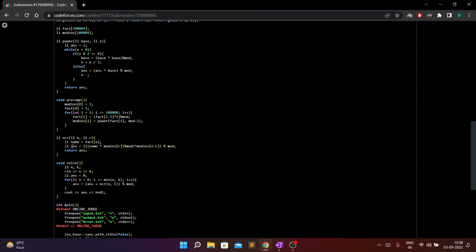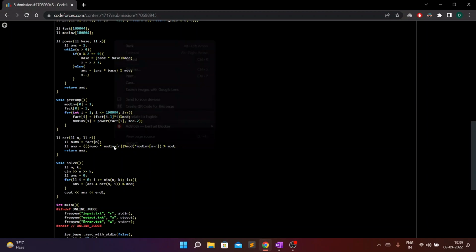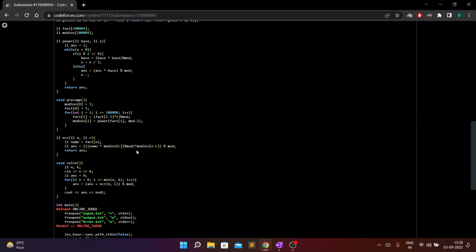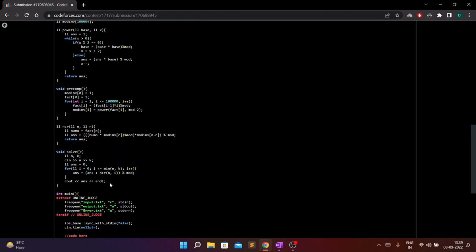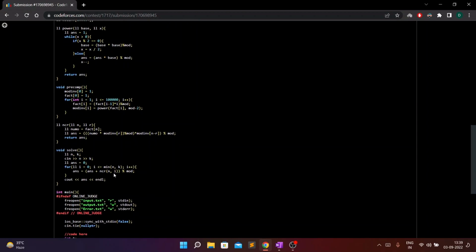And what is nCr? This function calculates n factorial upon r factorial times n minus r factorial, and it takes care of modulo arithmetic. I have pre-computed the modular inverses and also the factorials. I am returning factorial of n times the mod inverse of r factorial, divided by n minus r factorial, which is the formula of nCr. And I'm returning the answer, and it will output the answer. So that was the code of the problem.